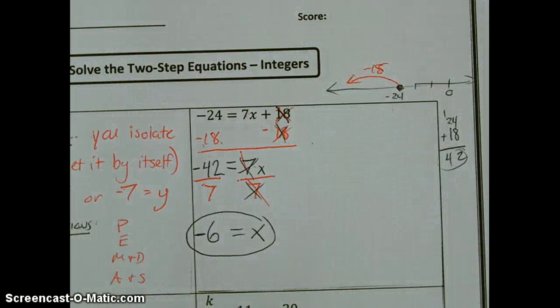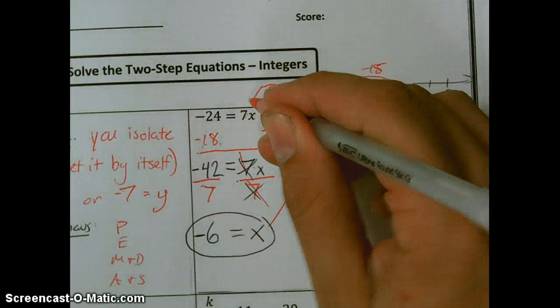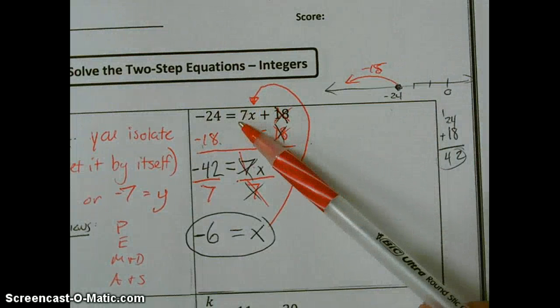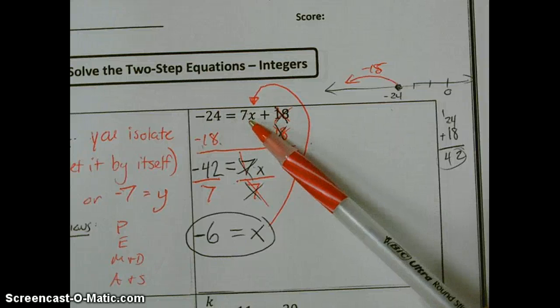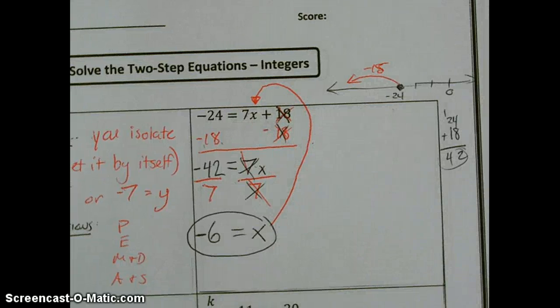Now, circle your answer, because it's kind of hard to spot sometimes, and then plug it in. And you can do the plugging in your head sometimes. Plug it in. 7 times negative 6, negative 42, plus 18, do we get negative 24? And I think we do, but we need to check.